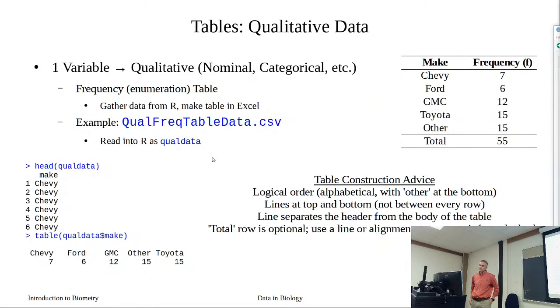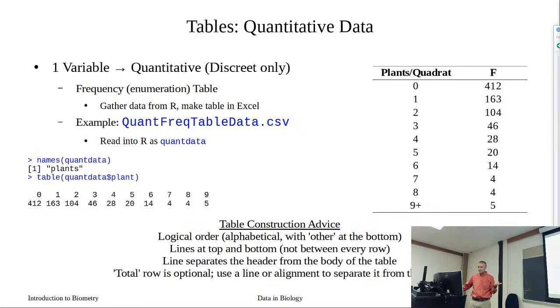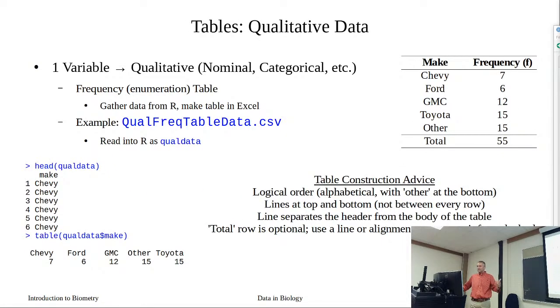So what we're going to do is learn how to make some tables and make some of these basic figures. We have two different data files on Blackboard that you're going to download. One is called Freq Table Data, and the other one is Quant Freq Table Data. Go ahead and download them, and you can have R Markdown open.